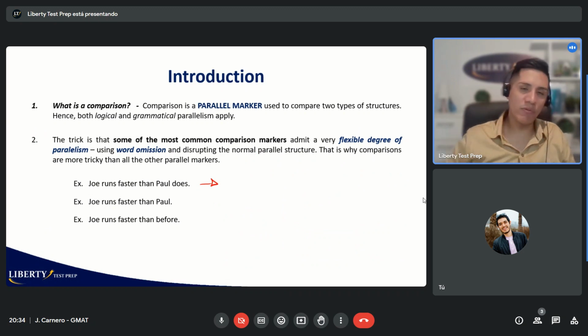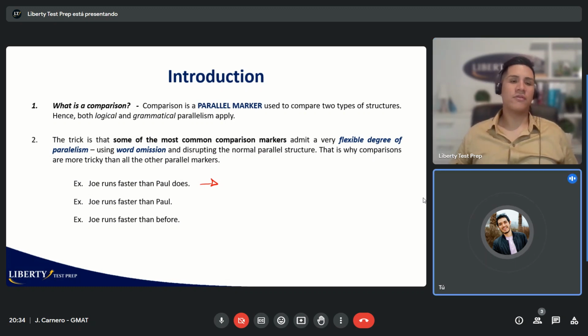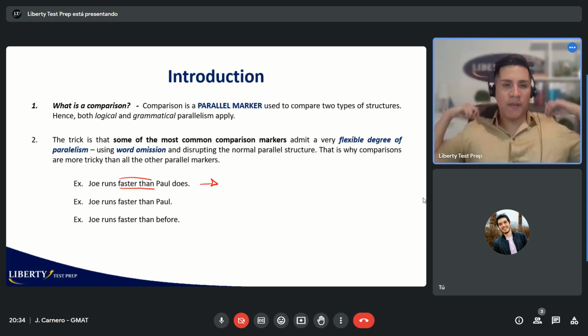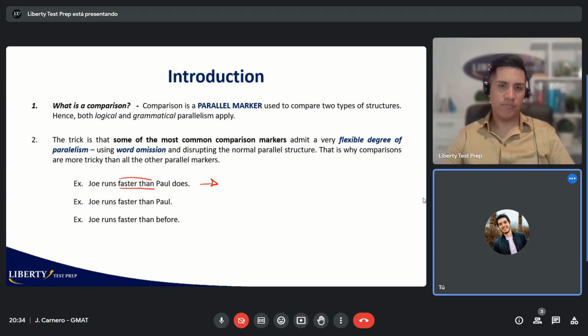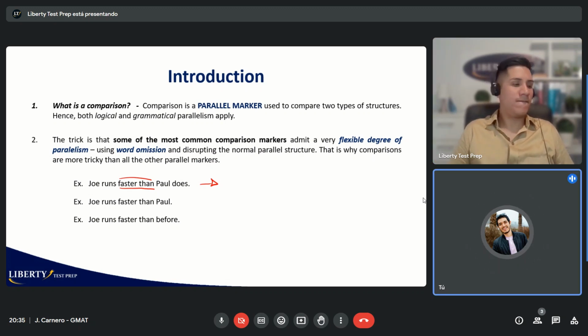What about the first one? Can you read that one for me, please? Sure. Joe runs faster than Paul does. Joe runs faster than Paul. So you have faster than, that's your marker. Then, can you analyze the parallelism in that sentence? Well, there's the noun Joe and the noun Paul. So you're making a comparison between nouns, comparing how fast they run.